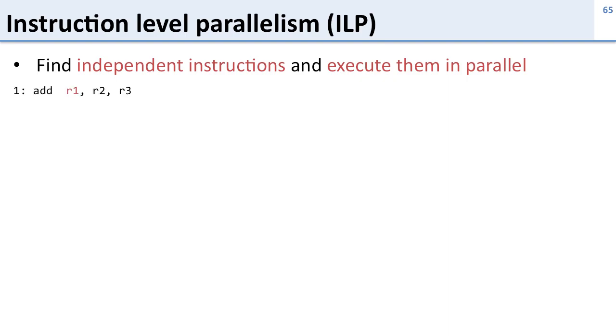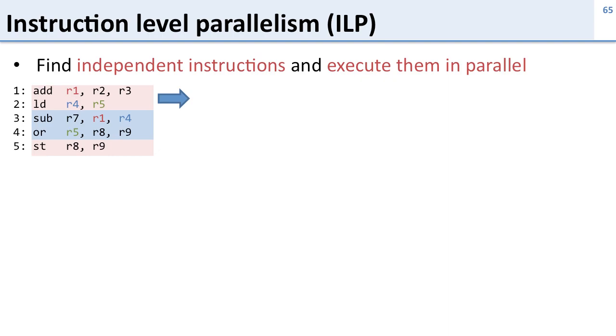So here's an example of some code. First cycle we do an add, and then a load, then a subtract, an OR, and a store. So we have 5 instructions here, which will take 5 cycles to execute if we do 1 instruction per cycle. But if we look at these instructions, we can see that most of them are independent. So these 3 instructions could all be executed at the same time if we had enough hardware. And these 2 instructions could be executed at the same time if we had enough hardware. So if we had lots and lots of hardware, we could do this a lot faster.